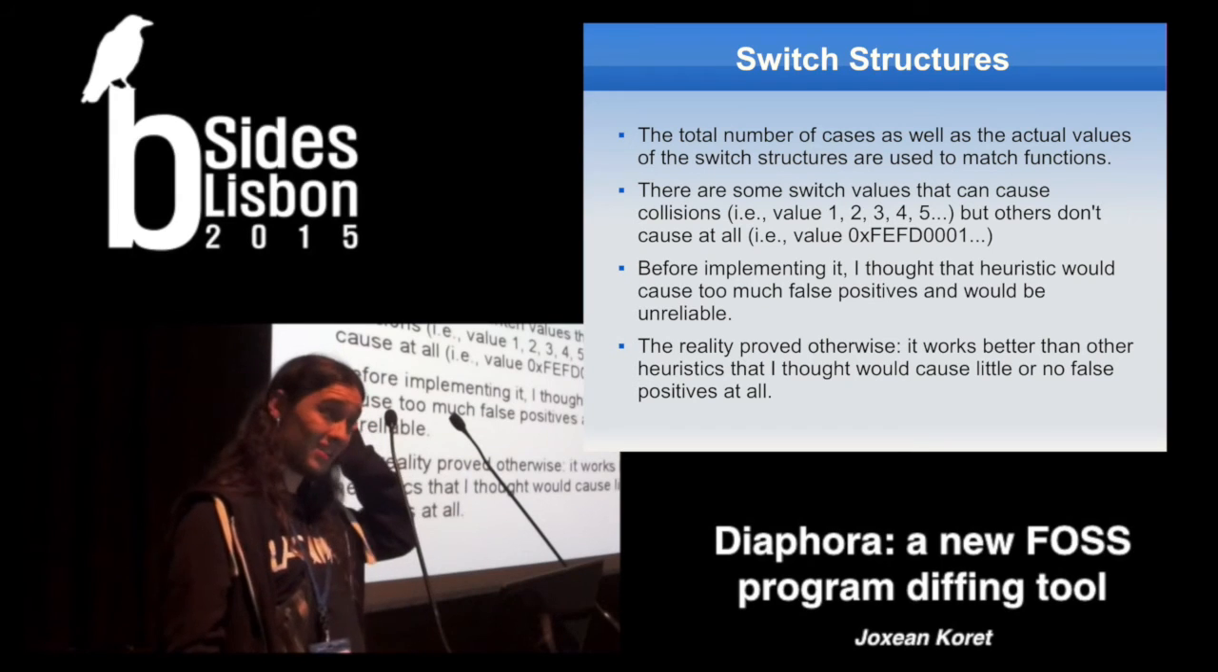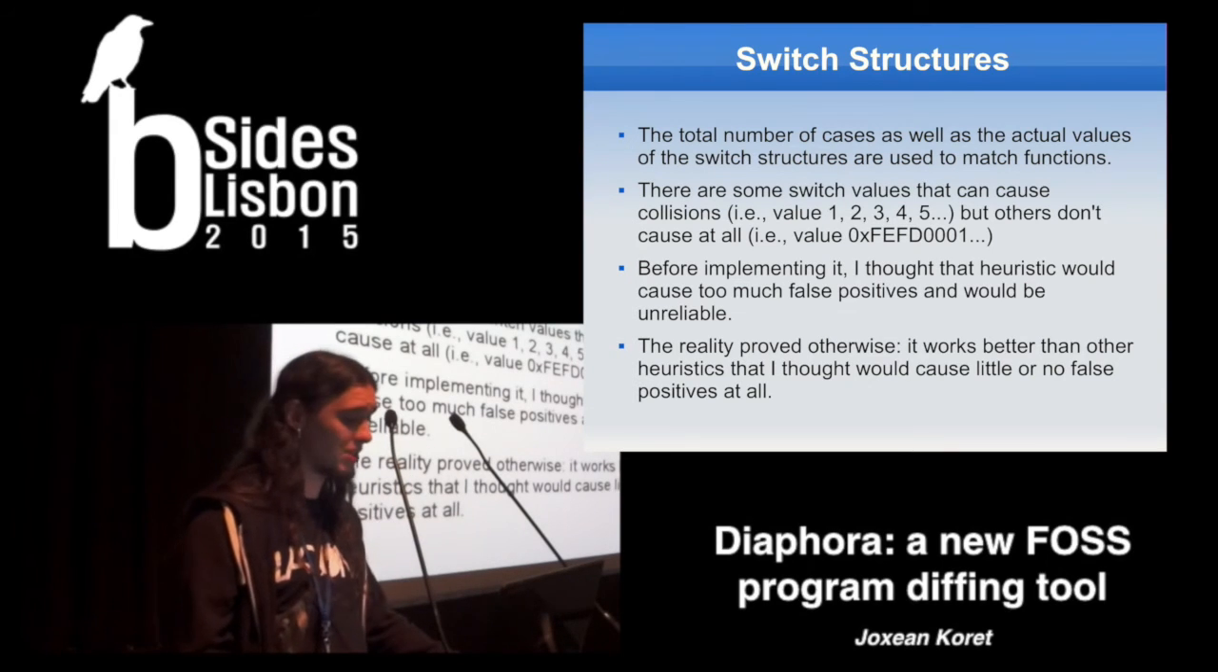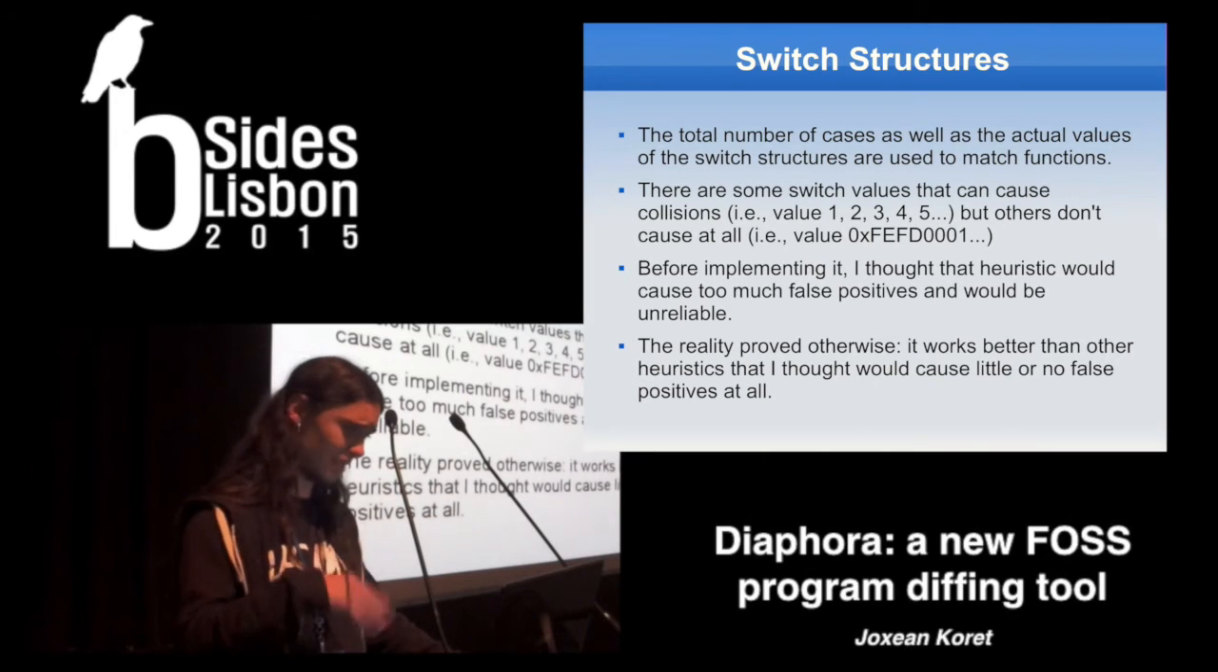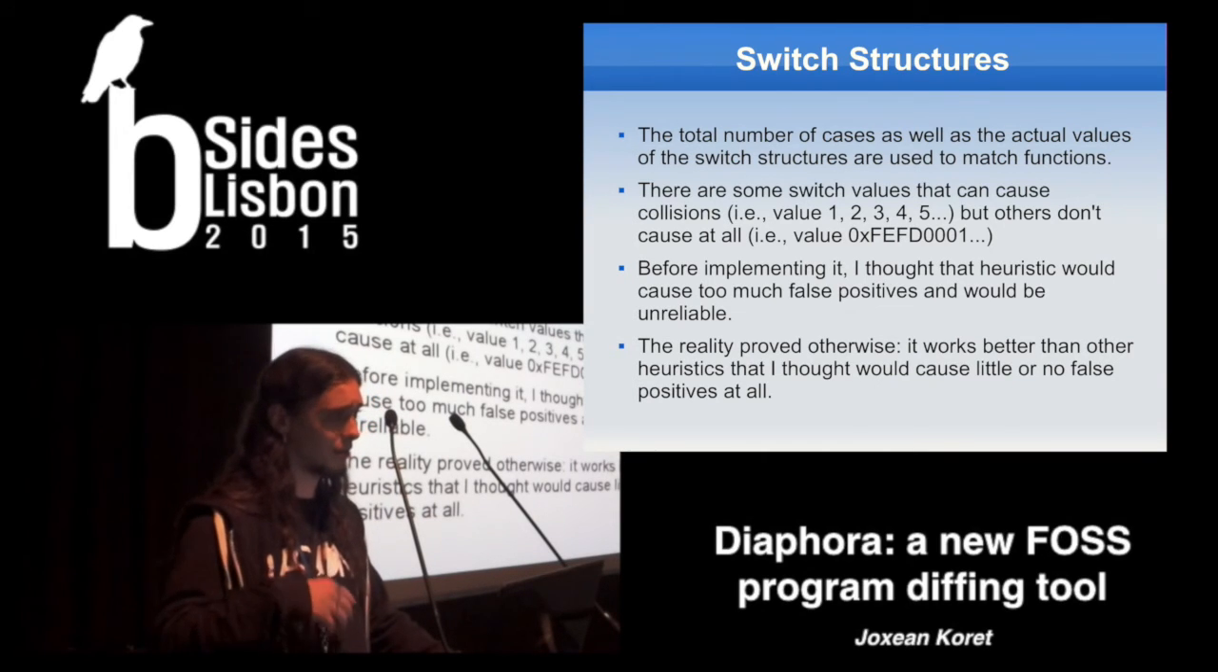So before implementing it, I thought that that heuristic would cause too many false positives and would be very unreliable. But reality proves otherwise, because it works better than other heuristics that I saw at first, causing little or no false positives at all. It is very different, what you have in mind before writing such a tool, from what you really find when you start writing it.